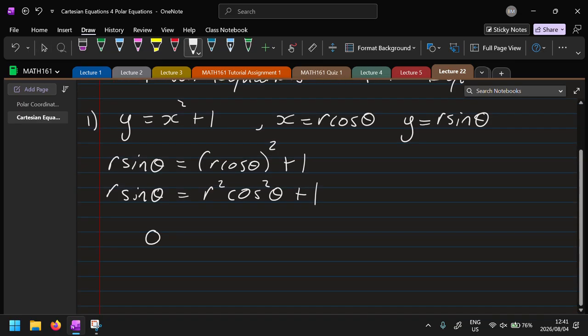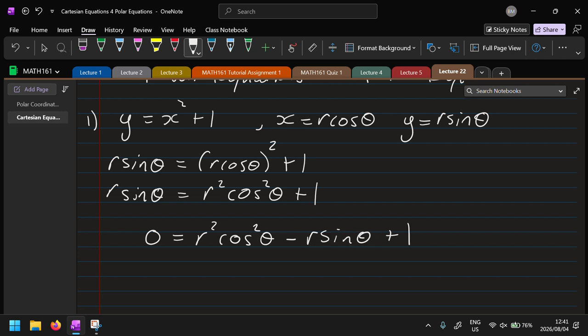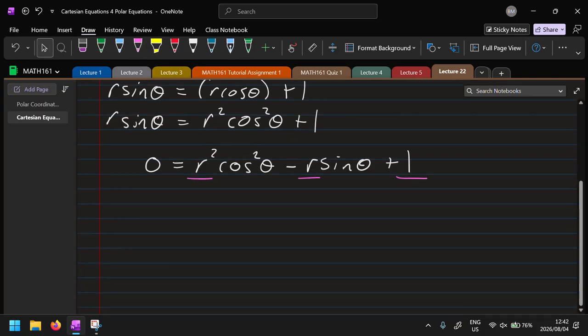So let's do that. So we'll have 0 equals r squared cos squared theta minus r sin theta plus 1. It looks like a mess, but we're only focusing on the r. You see we have r squared, r, and a constant. It's just a quadratic. We can just use the quadratic formula, right? We don't have to worry about the other things.